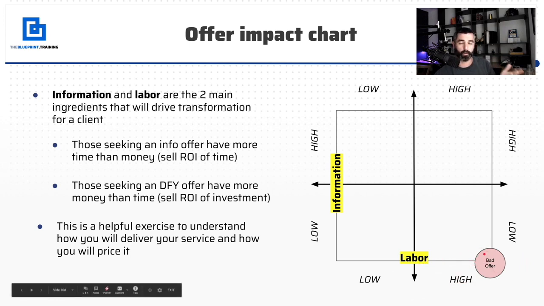So this is what we're going to go through now on an offer chart, and we're going to actually go through and plot some different offers and see where they land on here.